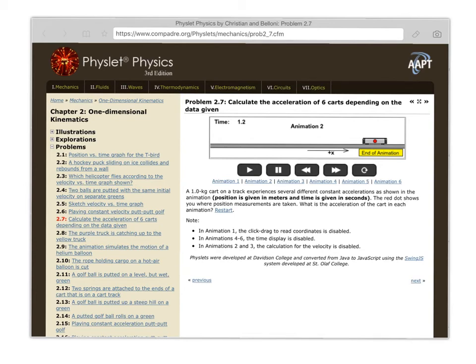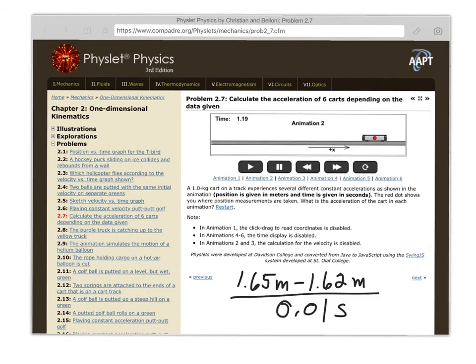with the back step button. And it's at 1.19, so that's 100th of a second. That's a pretty darn small time interval. And now measure the position of the cart. What are you going to get? Measure it and see what you get.